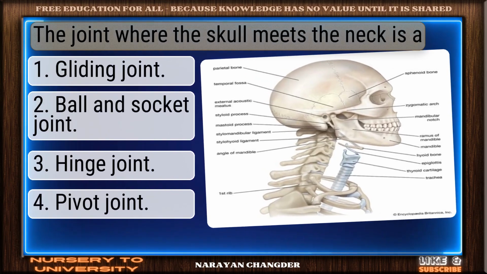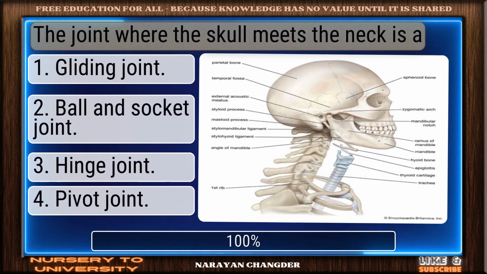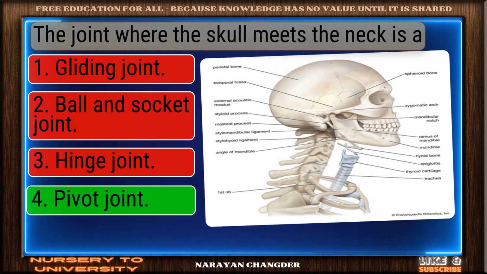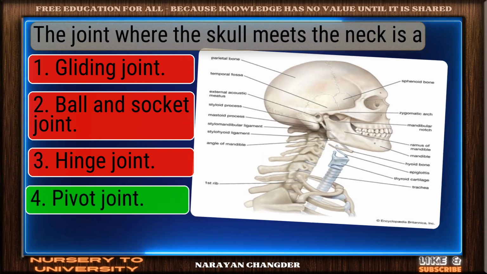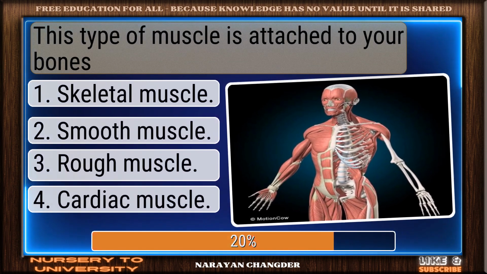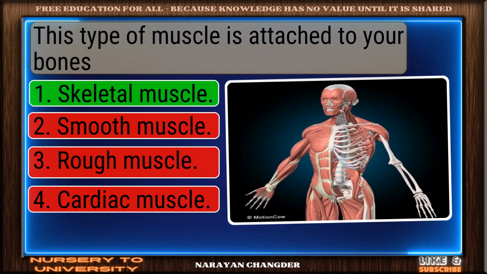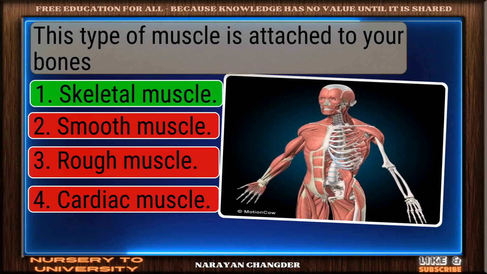The joint where the skull meets the neck is a... Right again. Pivot joint is a valid answer. This type of muscle is attached to your bones. You chose skeletal muscle, and it is correct.